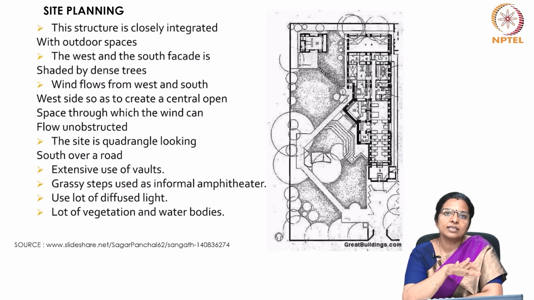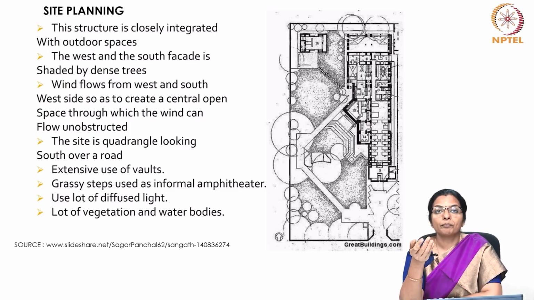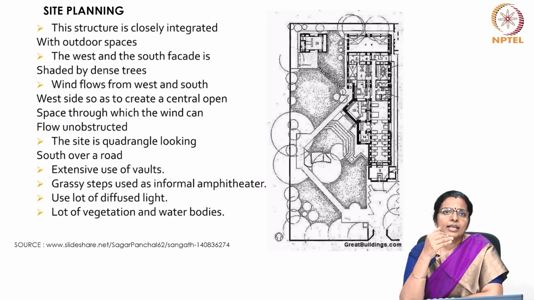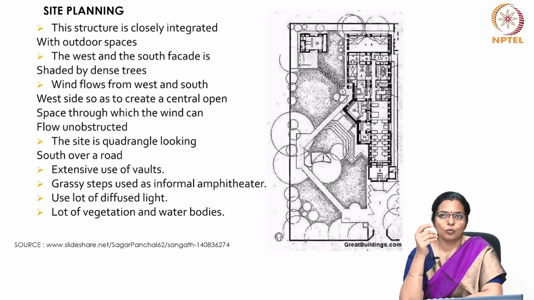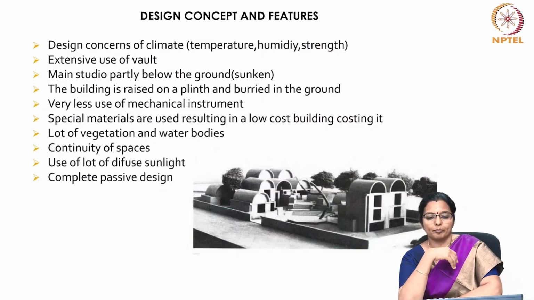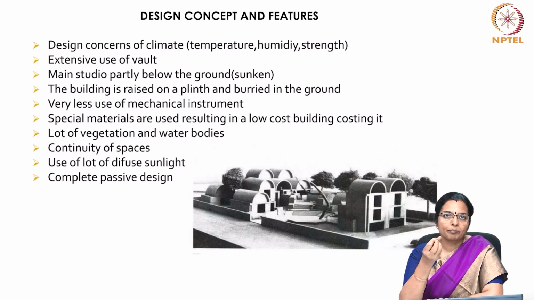There has been extensive use of walls. Grassy steps are used as an informal amphitheater, which also acts like a roof garden. They have used a lot of diffuse light and vegetation as well as a water body. So, in the design concerns of climate, all climatic elements have been addressed.